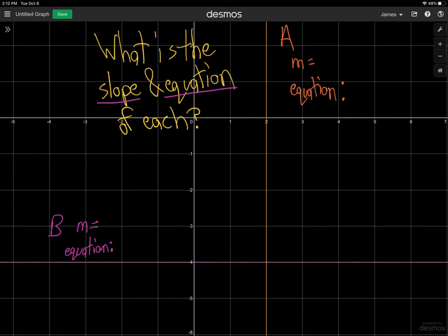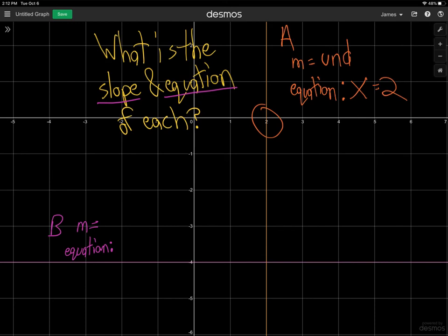Okay, line A, it's going vertically. So remember, if it's going vertically, slope gets steeper and steeper and steeper until it gets all the way up to infinity. It gets infinity steep eventually. We know that is undefined. His equation, he's crossing the x-axis, and he's crossing them at 2.